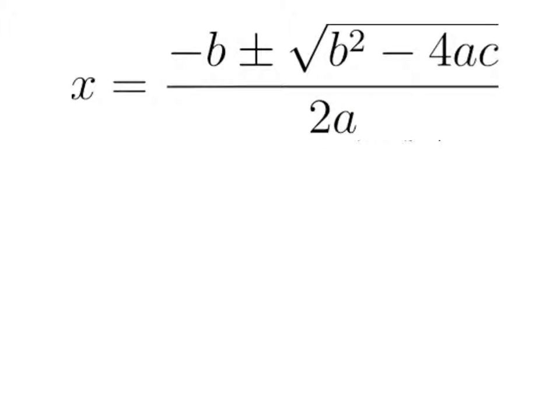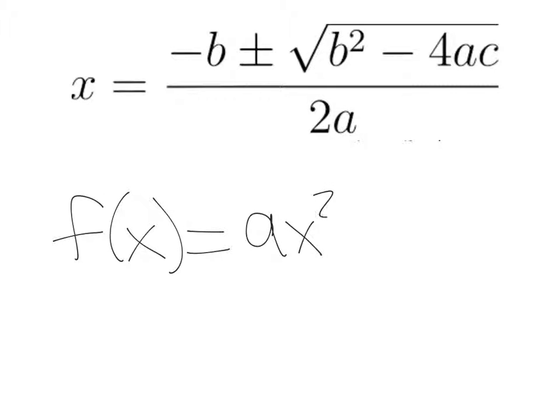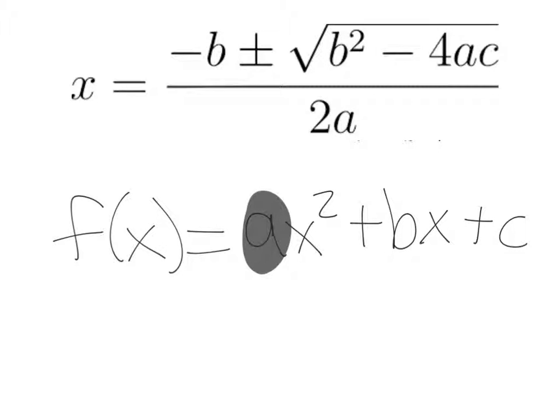Now, where these numbers come from is if you think about our original equation, we have our f of x equals ax squared plus bx plus c. So our a is always going to be the number in front of the x squared. Our b is going to be the number in front of the x, and our c is going to be the number that is all by itself.